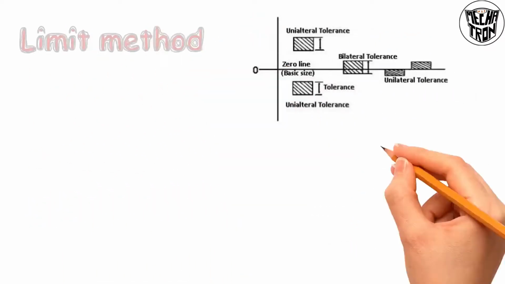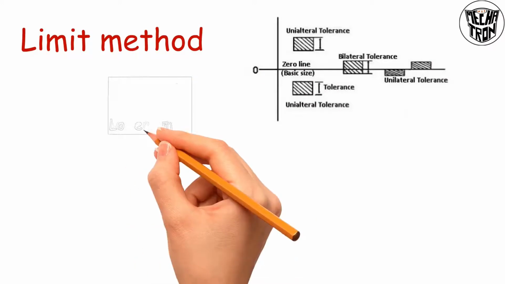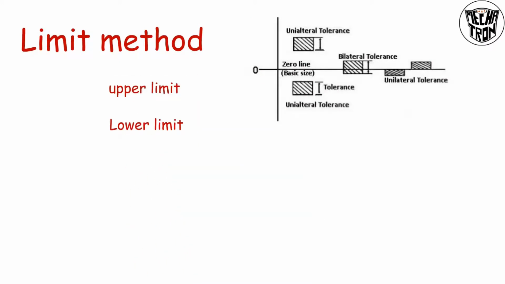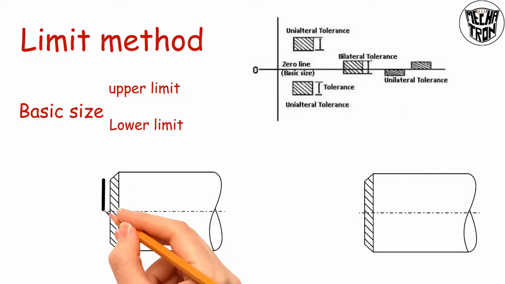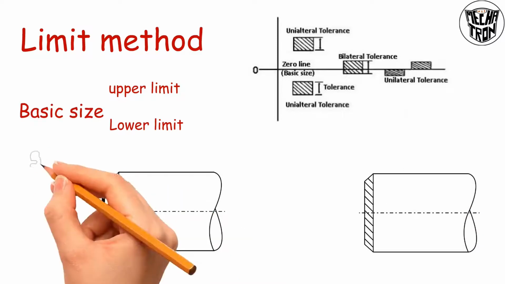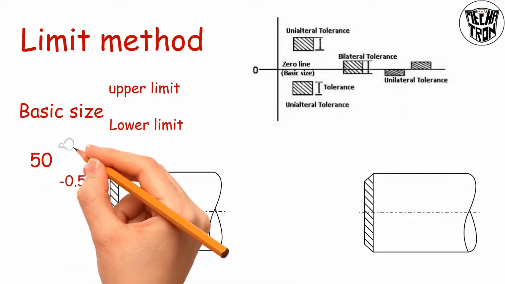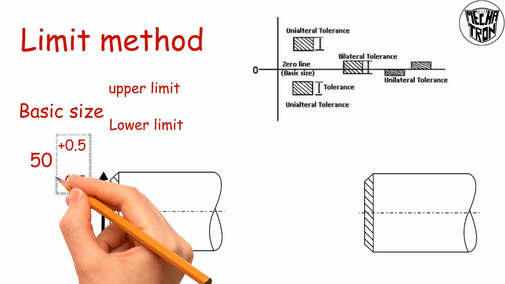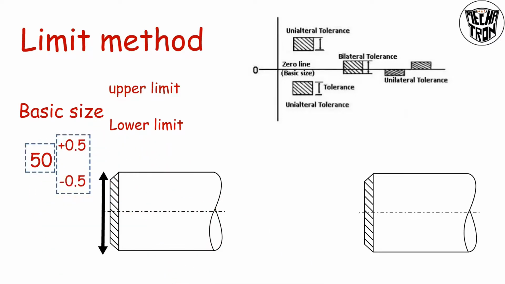Finally, limit method. In this method, these limit values are added with basic size. For example, you will see the first figure, there is 50 plus or minus 0.5 mm. So these limits are added with basic size. So the tolerance zone values are from 49.5 to 50.5 mm. So within this tolerance zone, the product should be manufactured.